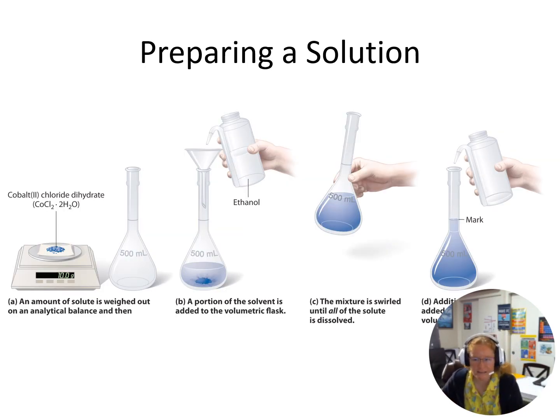When we prepare a solution, when we need to have a known concentration, we'll weigh out what we need. We'll add some of our solvent, we'll get it to dissolve, and then we'll continue adding solvent up until the point at which we get to wherever the mark on our piece of glassware is, whether it's a volumetric flask like shown here, or a graduated cylinder, or whatever we're using to make our solution.